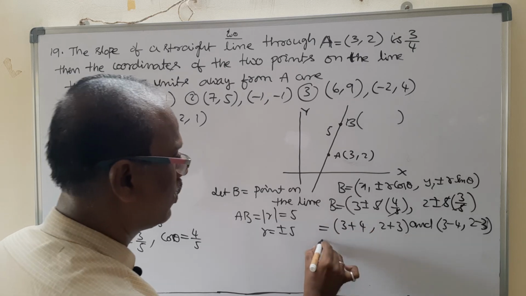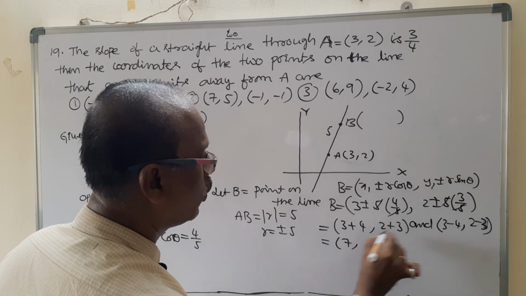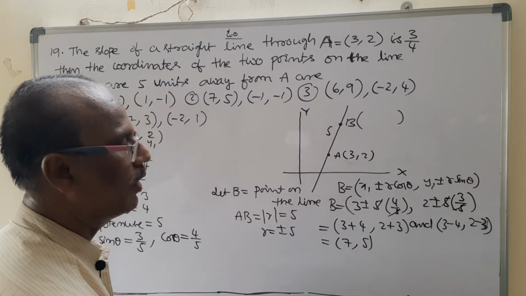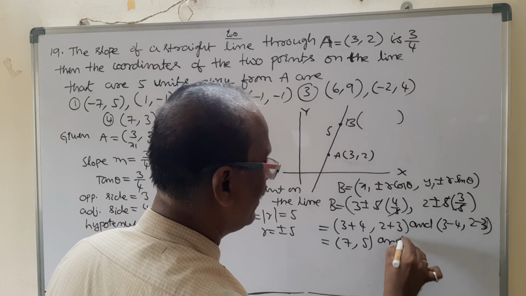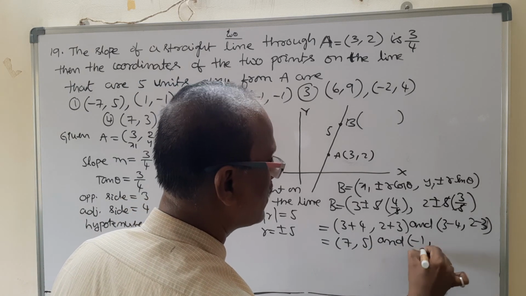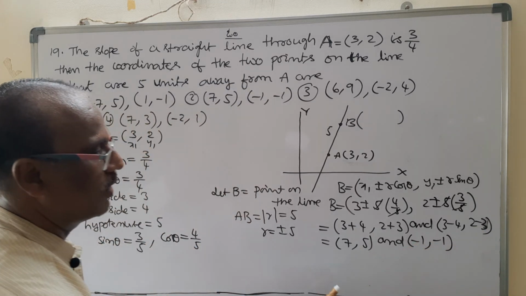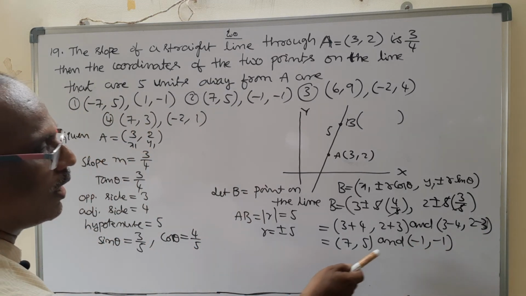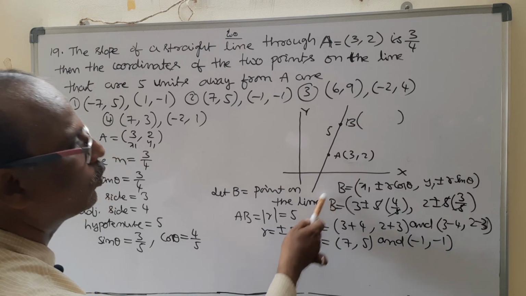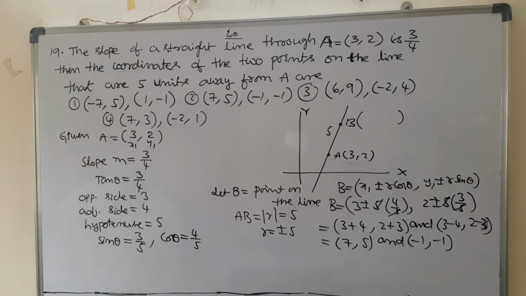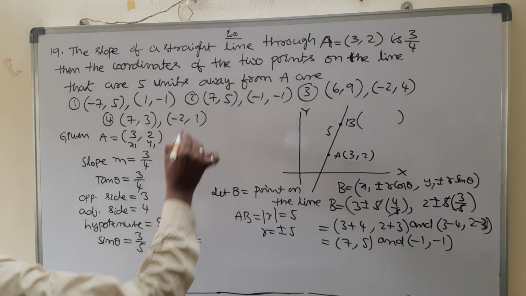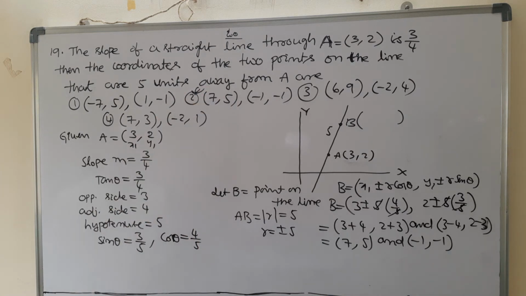3 plus 4 is 7, 2 plus 3 is 5, so 7 comma 5. And 3 minus 4 is minus 1, 2 minus 3 is minus 1, so minus 1 comma minus 1. 7 comma 5 and minus 1 comma minus 1 are the coordinates of B. The correct option is 7 comma 5 and minus 1 comma minus 1. The second option is right.